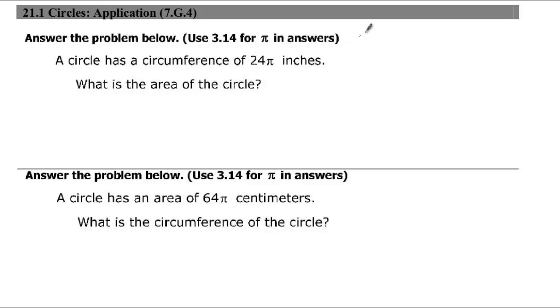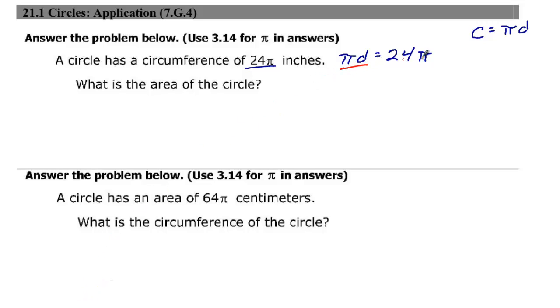What's the area? Well, if it has a circumference of 24 pi, I need to know the circumference formula. And the circumference formula is circumference equals pi times diameter. So what I know for this problem is that pi times diameter is equal to 24 pi, because they tell me that 24 pi is the circumference, so it has to be equal to the formula for circumference.